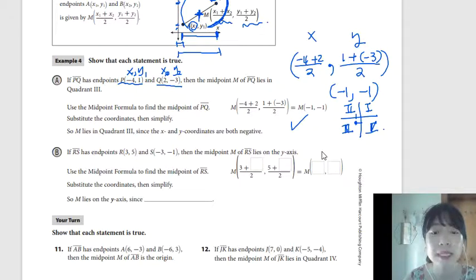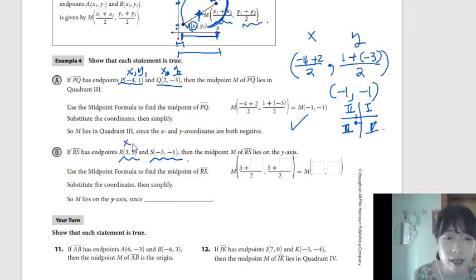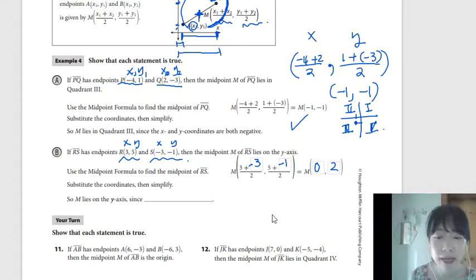B, if segment RS has endpoints R (3, 5) and S (-3, -1), then the midpoint M of segment RS lies on the y-axis. We're going to use the midpoint formula again to find the midpoint of RS. We're going to substitute the coordinates. So this is R, that's S, those are your x's, these are your y's. 3 plus -3 divided by 2. 5 plus -1 divided by 2. What is it? It's (0, 2). So M lies on the y-axis since the x coordinate is 0.